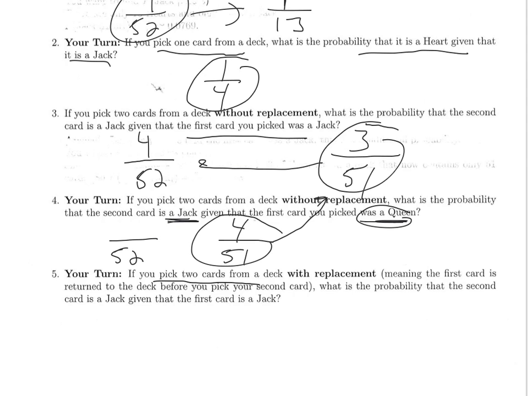Now, if I pick 2 cards from a deck with replacement, that means I'm putting it back in. As they tell you, what's the probability that the second card is a jack, given the first card is a jack? Well, if I'm drawing with replacement, that means what I did the first time really doesn't matter, as long as I'm shuffling them up well. So on the second trial, there's still 52 cards in the deck, and there's still 4 jacks. So that is equal to 1 out of 13, which is some decimal, the probability of that question.